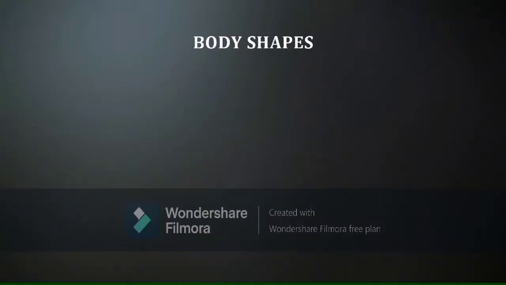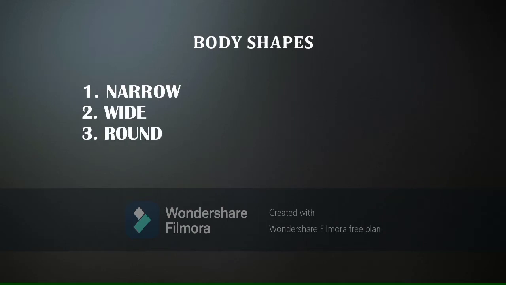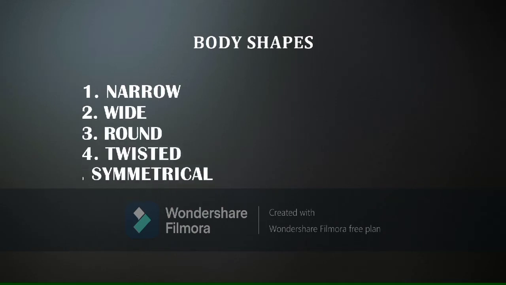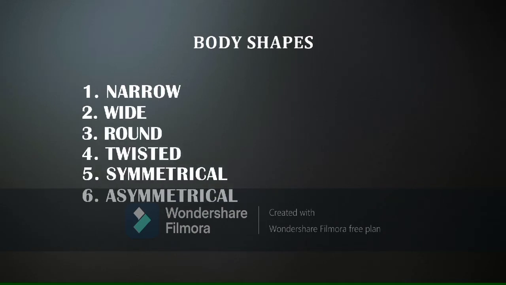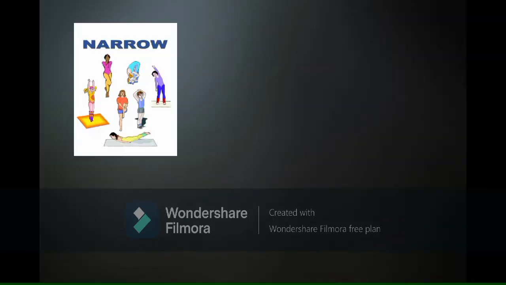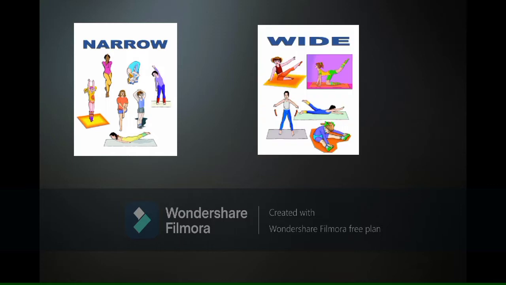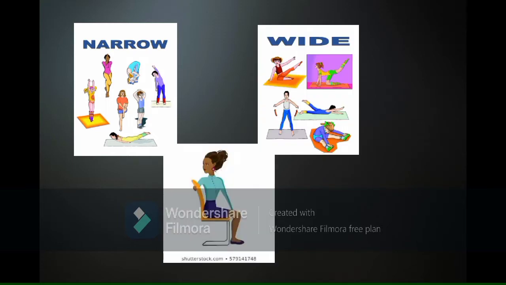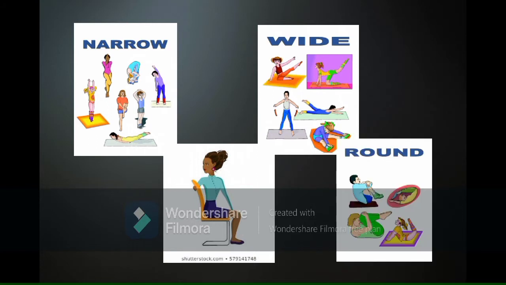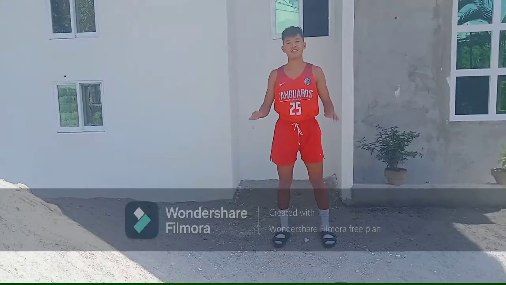Body shapes have their own movement elements: narrow, wide, round, twisted, symmetrical, and asymmetrical. This is the picture of the narrow, the wide, the twisted, the round. The difference between symmetrical and asymmetrical body shape.